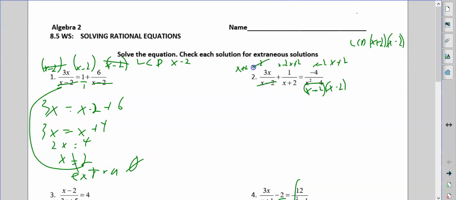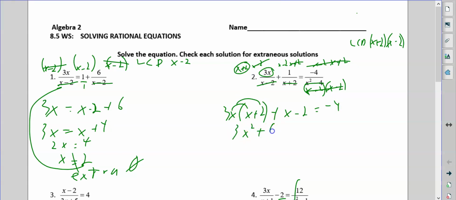So here the x minus 2 cancels with that. That leaves those two. Here the x plus 2 cancels with that, leaving just the x minus 2. And here, everything cancels, so that equals negative 4. Now we're going to distribute 3x squared plus 6x plus x minus 2 equals negative 4. So this is going to be 3x squared plus 7x.